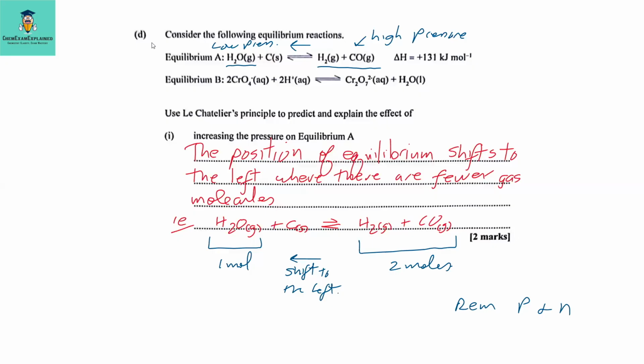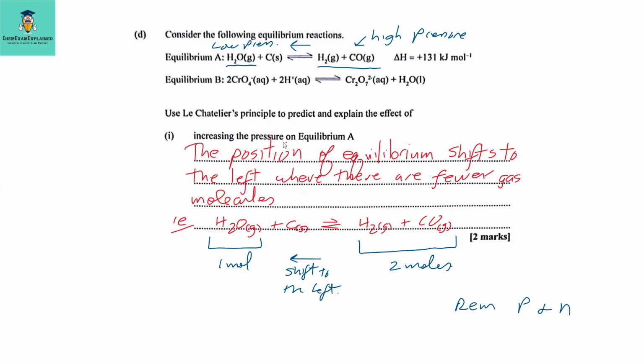Part D. Consider the following equilibrium reactions. Here we have equilibrium A, and we have steam plus carbon in the solid state, the reversible reaction, H2 gas and carbon monoxide. And you can see that this reaction is an endothermic one. For equilibrium B, we have our aqueous chromate ion plus H plus ion, the reversible reaction to give you aqueous dichromate ion and water. Now use Le Chatelier's principle to predict and explain the effect of 1.